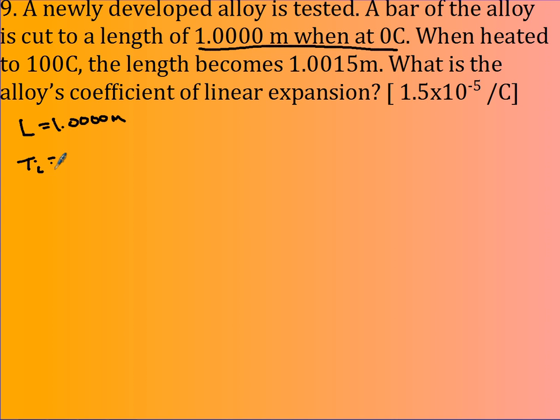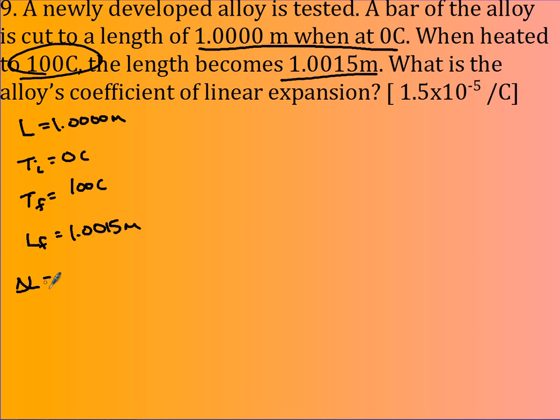T initial is 0 Celsius. T final, it's heated to 100 Celsius. The new length is 1.0015 meters. I don't know delta L on this one. Delta L is L final minus L initial. Isn't that what delta always is? Final minus initial. So this is 1.0015 meters minus 1.0000 meters. So delta L is 0.0015 meters.